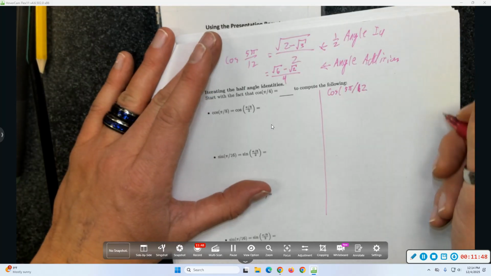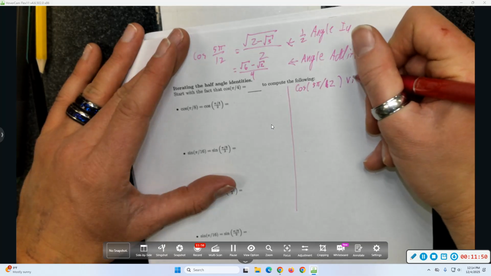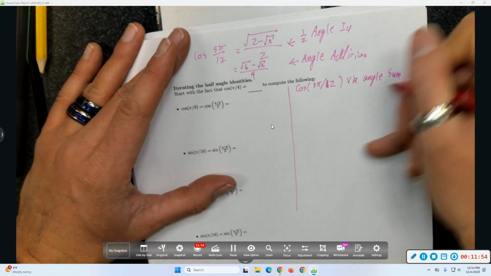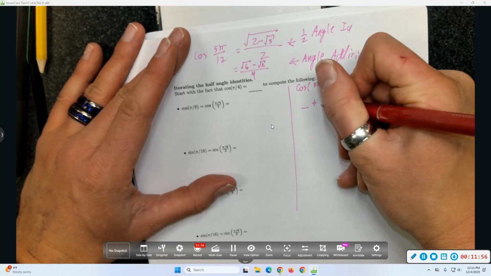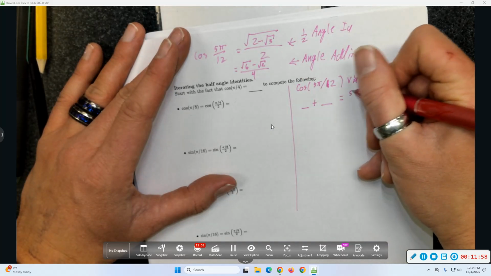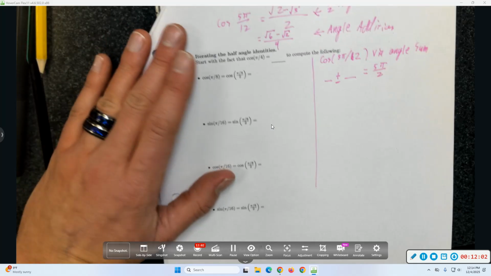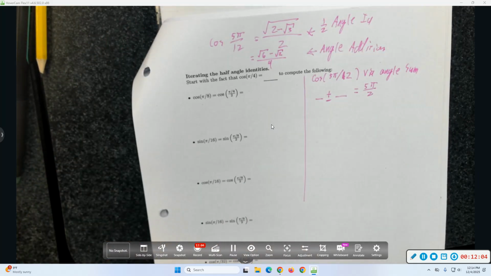So if you want to compute cosine 5 pi over 12 via angle addition, well, I need to find 2 angles that add up to be 5 pi over 12. Or subtract. Subtraction would be fine too. Can you think of any 2 viable candidates?